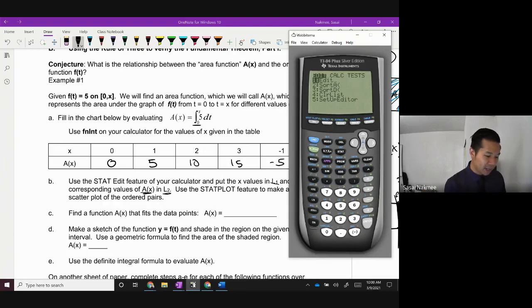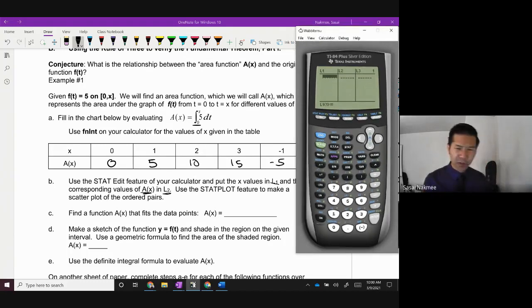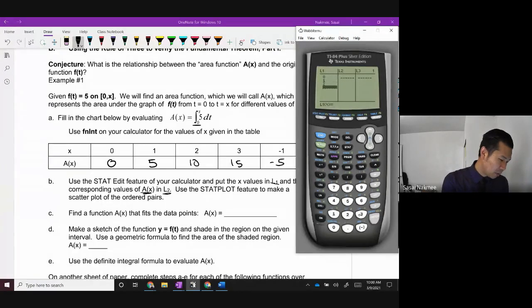I go to stats and I go to edit. This is where we were practicing calculating all the areas. I'm going to continue here and practice by just graphing these points now. So I'm going to plug in these values: 0, 1, 2, 3, and -1. Those are my five values. And the corresponding area values we got were 0, 5, 10, 15, and -5.